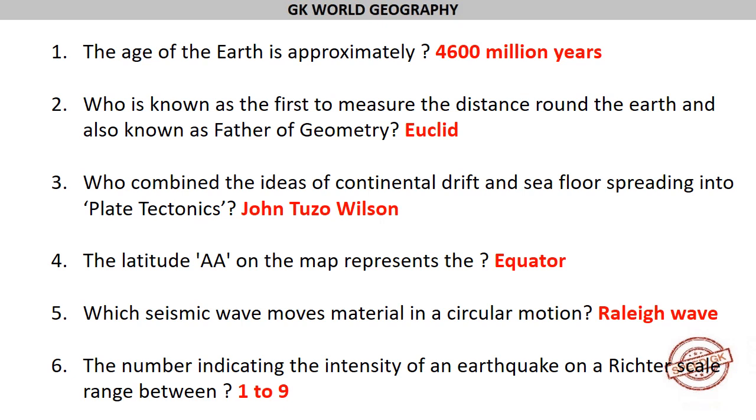The age of the Earth is approximately 4,600 million years. Who is known as the first to measure the distance round the Earth and also known as father of geometry? Euclid. Who combined the ideas of continental drift and sea floor spreading into plate tectonics? John Tuzo Wilson. The latitude AA on the map represents the equator. Which seismic wave moves material in a circular motion? Rayleigh wave. The number indicating the intensity of an earthquake on a Richter scale ranges between 1 to 9.